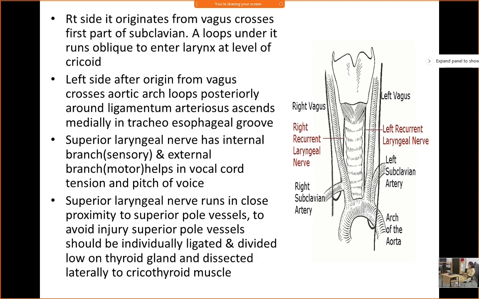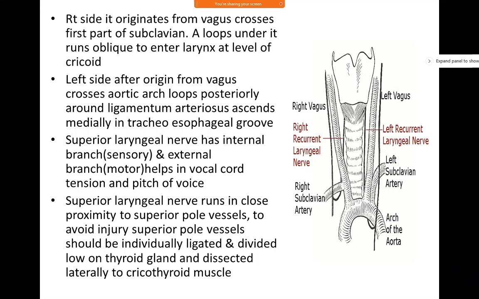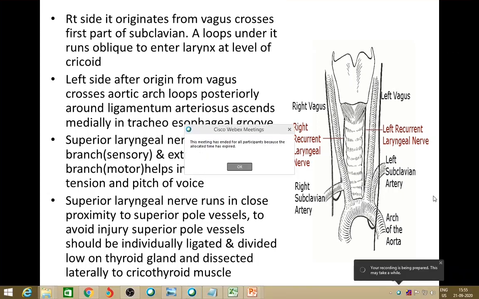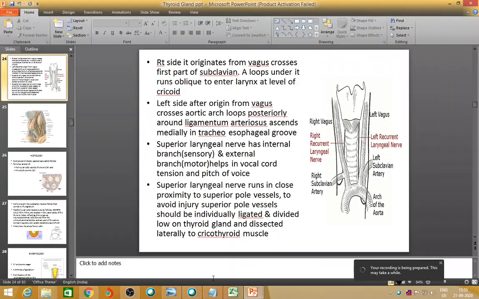Then it should also be low on the thyroid gland. That means you should ligate it as close to the thyroid gland as possible, and dissect laterally to the cricothyroid muscles.